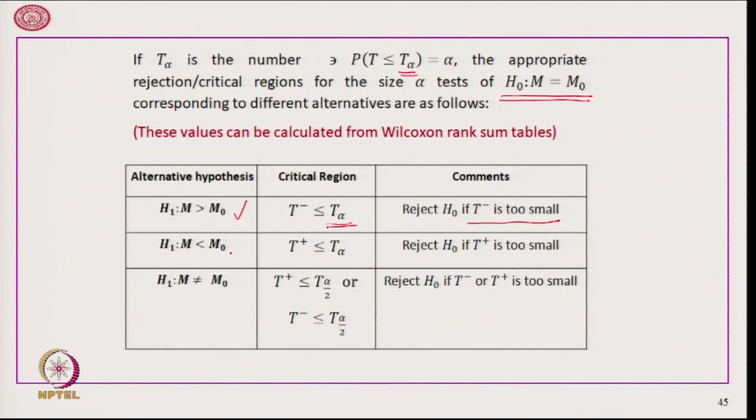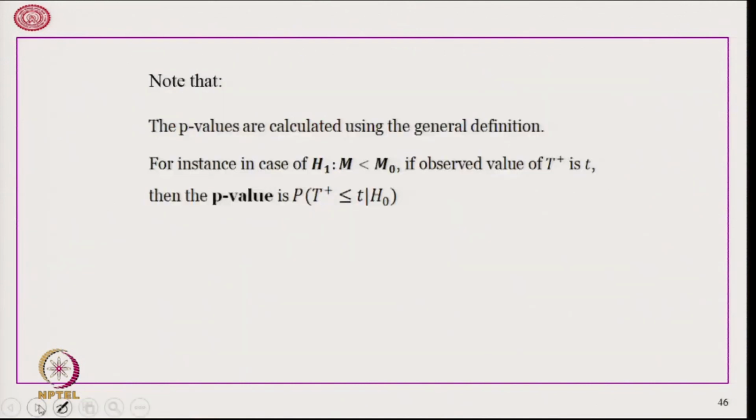Similarly, we will reject the null hypothesis in favor of m is less than m naught if T plus is too small, and for a two-sided test we will look at T plus is less than or equal to T alpha by 2 or T minus is less than T alpha by 2. That is, if any one of T plus or T minus is very small, then we are going to reject the null hypothesis. The p values are calculated using the general definition.